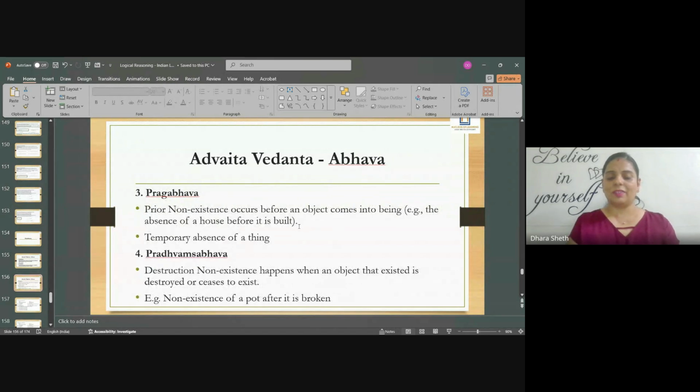Praga abhav is when something was made, and before that, it did not exist. So before this course started, this course did not exist 1 month back. It is prior non-existence before an object comes into being. A house does not exist before it is built. It is the temporary absence of a thing. And pradhvam abhav is the non-existence that happens when something is destroyed, like after a pot is broken, it does not exist. After this course is over, this live course will not exist, even if the recordings are. So that is pradhvam abhav.